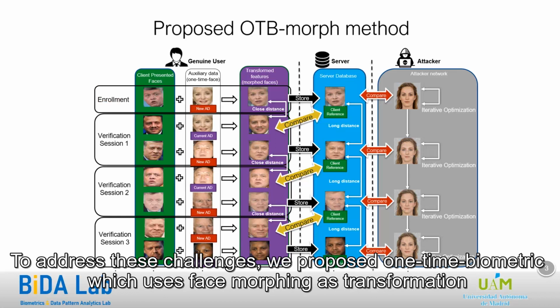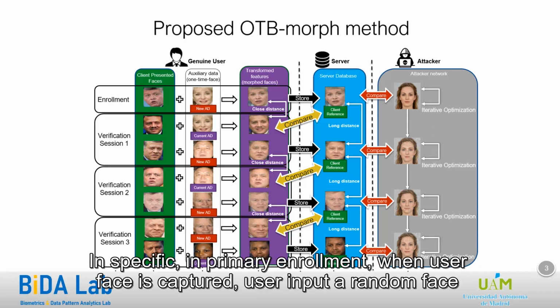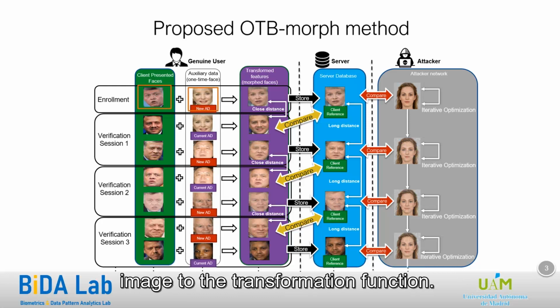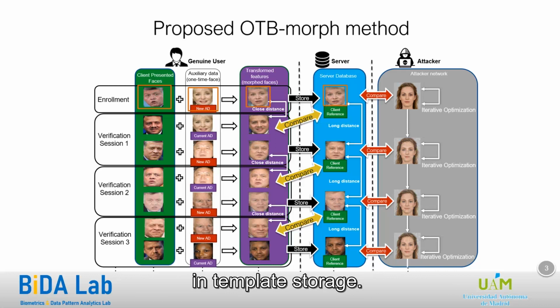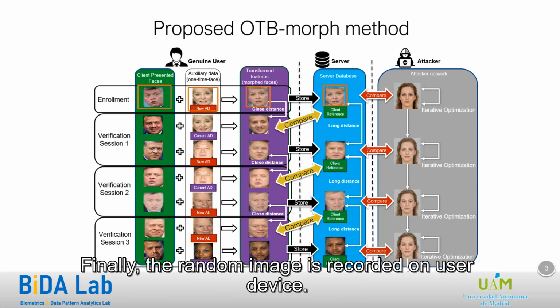To address these challenges, we propose one-time biometrics, which uses face morphing as the transformation function. Specifically, in primary enrollment, when the user's face is captured, the user inputs a random face image to the transformation function. These two images are then morphed together and the result is stored as the user reference in template storage. Finally, the random image is recorded on the user device.